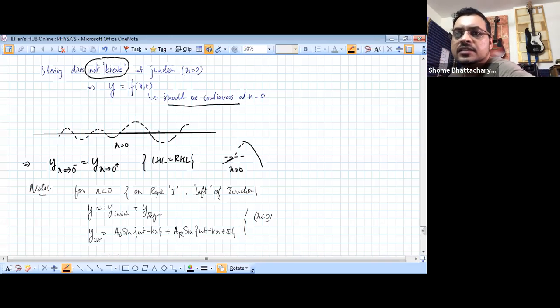Yeah, Ashwin, would there be energy change in the reflected wave and transmitted one as compared to incident?